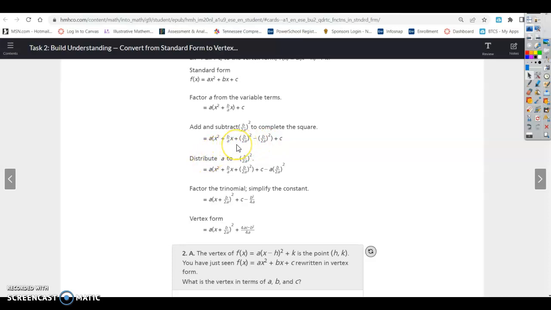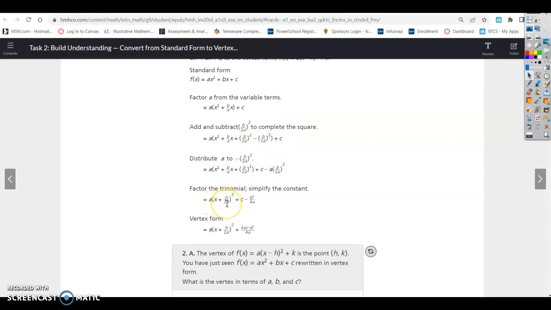All right, so once you add the part that you need to complete the square and you subtract that part as well, then you're going to distribute the a to this part here, because we're going to pull this out and use this inside trinomial to rewrite in factored form. We completed the square to make sure this can be written as a binomial squared, which is the whole reason to complete the square. So you distribute the a so you can move it out, and then rewrite this in factored form.